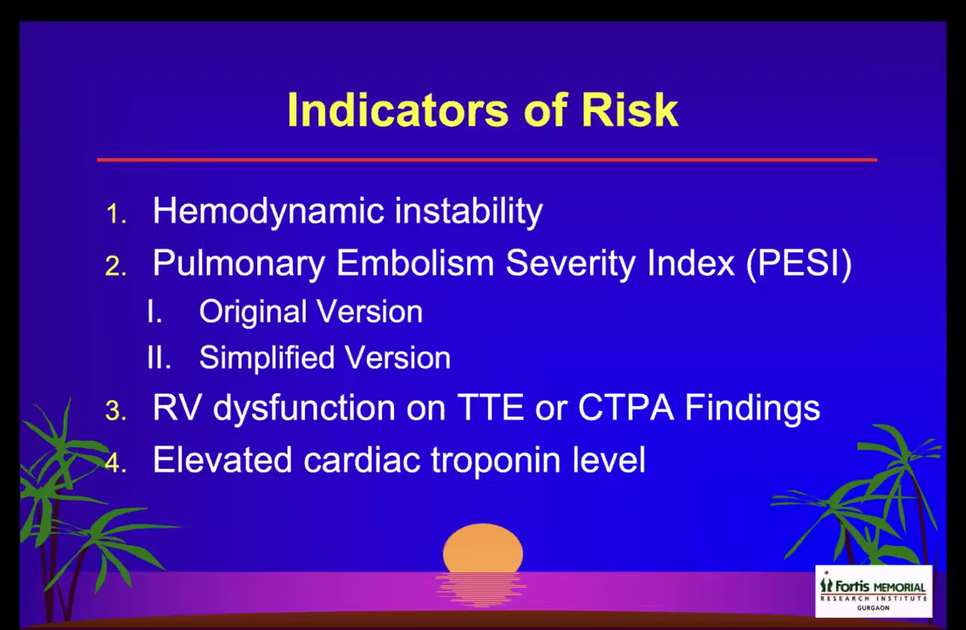So what are the indicators of risk stratification in pulmonary embolism? Number one is the hemodynamic stability. Second is the Pulmonary Embolism Severity Index, what we call the PESI index. It's a clinical bedside index, which we must do, and it's very important, especially in case of high-risk pulmonary embolism. Third is the assessment of RV function, especially RV dysfunction, either by transthoracic echocardiography or on the basis of CT pulmonary angiography, and elevated cardiac enzymes, especially troponin levels. So all these four indicators are used for risk assessment of pulmonary embolism.